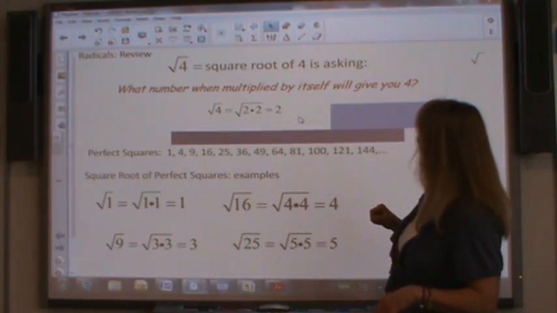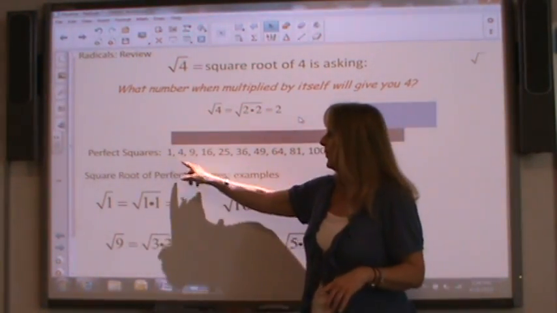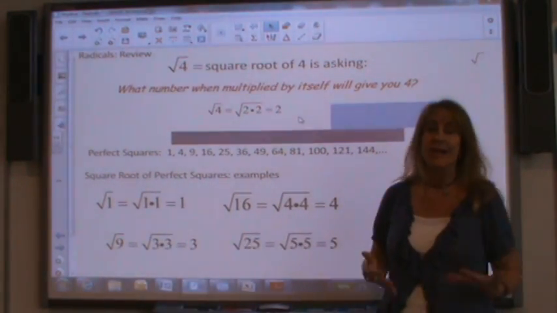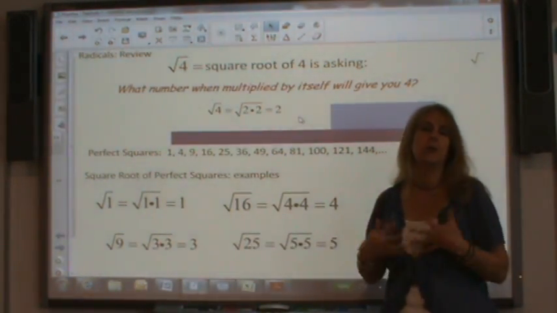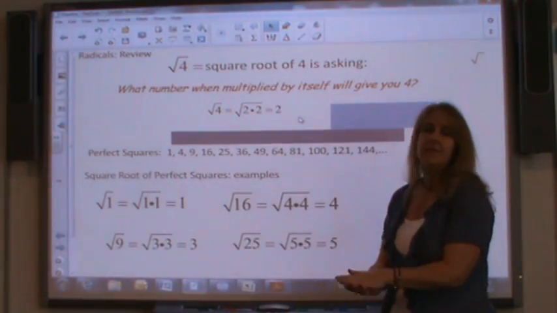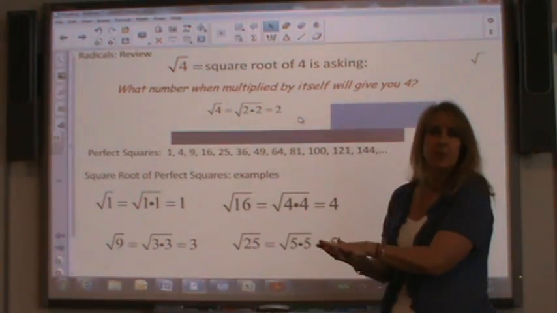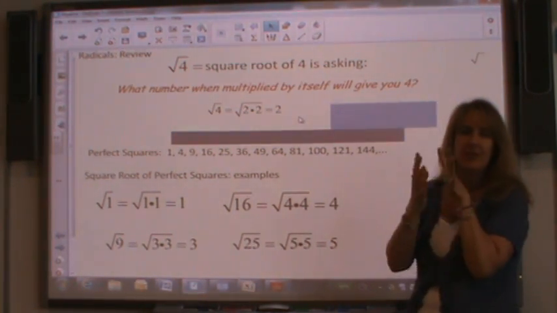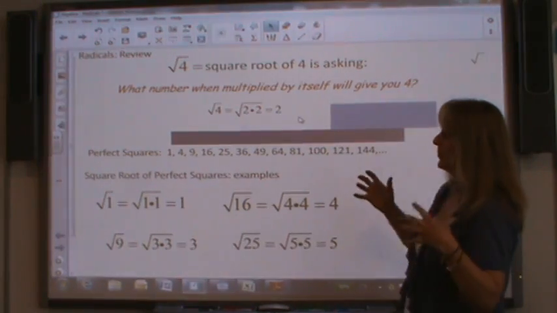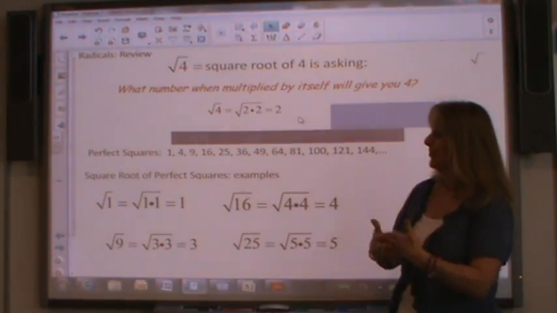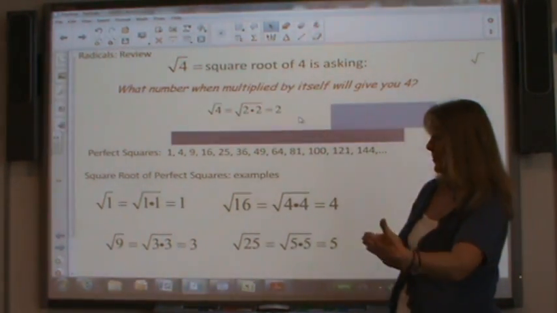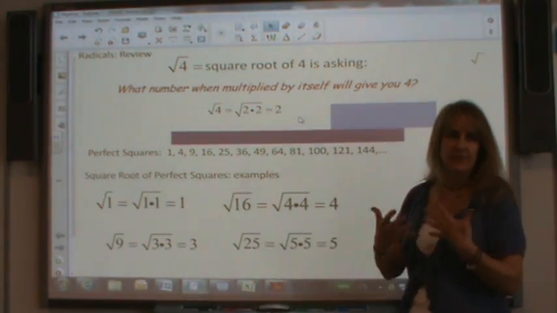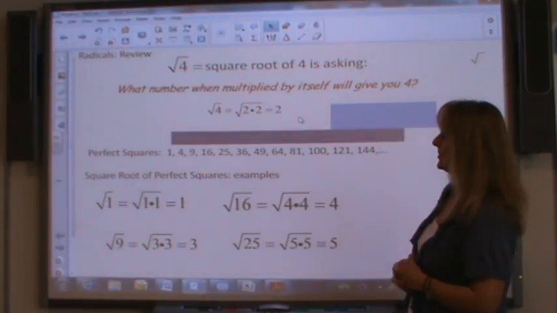When we talk about perfect squares, again, this is a review of what we've been doing. Here are some of our perfect squares: 1, 4, 9, 16, 25, 36, 49, 64, 81, 100, 121, 144, and it goes on. I gave you a sheet that has perfect squares and the square roots of the perfect squares. It's very important that you become very familiar with all of these. I would go with the perfect squares all the way from 1 squared up to 25 squared. You will find that it's beneficial to be familiar with those.